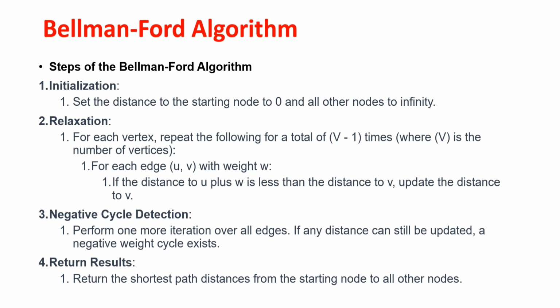Next, negative cycle detection. Perform one more iteration over all edges. If any distance can still be updated, a negative weight cycle exists. These are the negative cycle detection steps. Next, return the result: the shortest path distances from the starting node to all other nodes. These are all the steps of the Bellman-Ford algorithm.